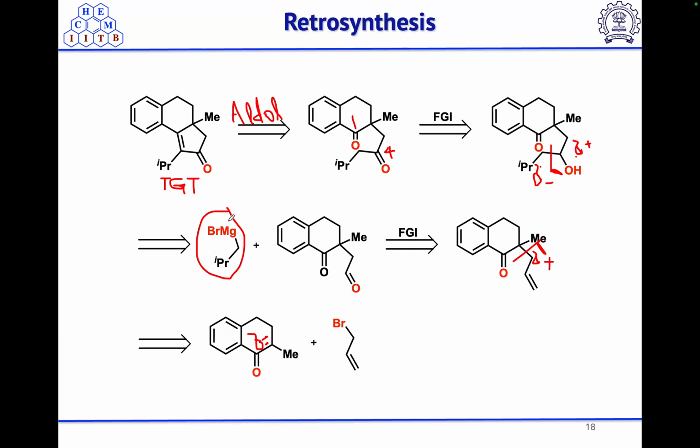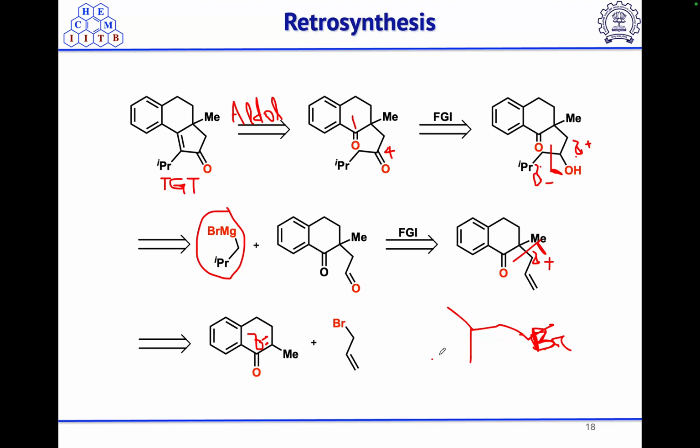Now, what about this Grignard part? That Grignard part we can easily get from this isopropyl. So this is the isopropyl, and if you have this bromine, you can easily generate the Grignard reagent from this alkyl bromide by treating it with magnesium.